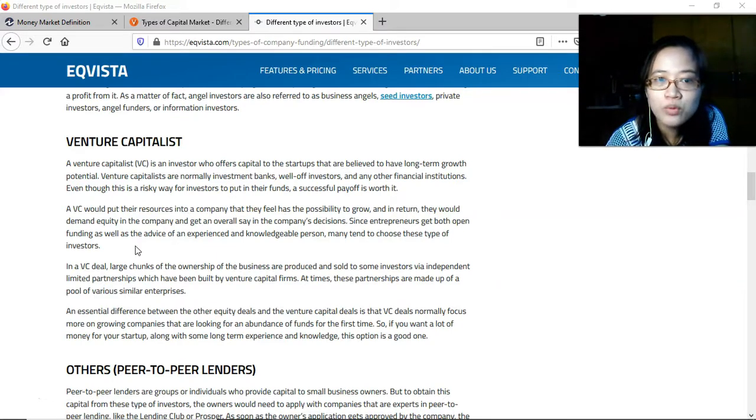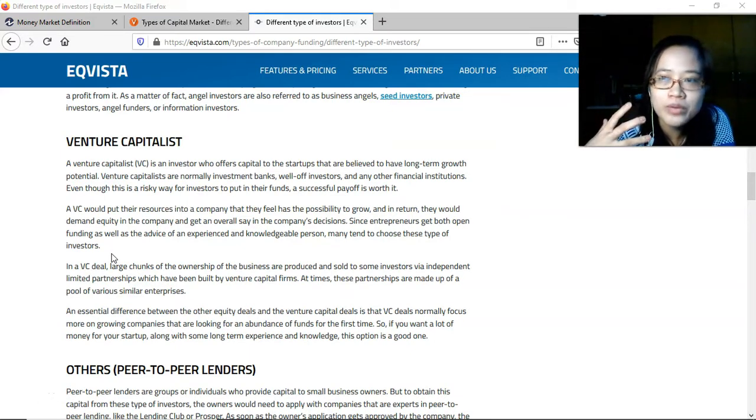A venture capitalist would put their resources into a company that they feel has the possibility to grow, and in return, they would demand equity in the company and get an overall say in the company's decisions. Since entrepreneurs get both open funding as well as the advice of an experienced and knowledgeable person, many tend to choose these type of investors because they would invest equity. They have a stake to lose.